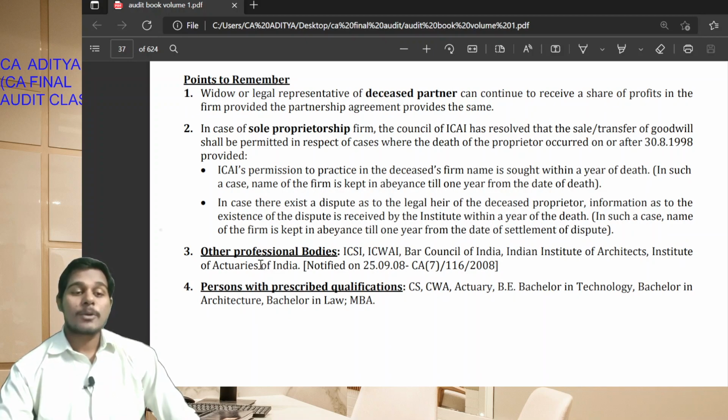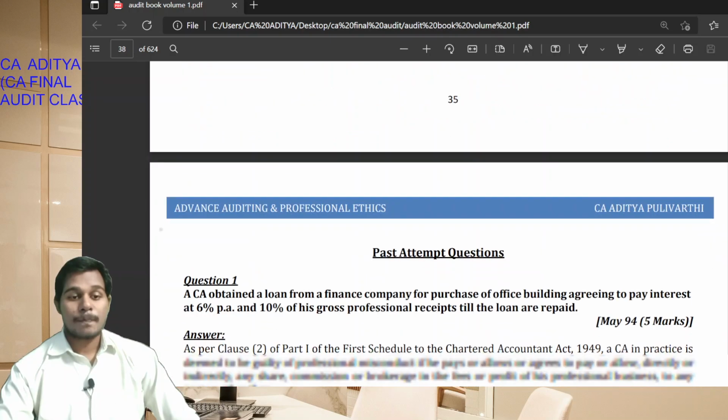Okay students, other professional body means ICSI, ICWA, Bar Council of India, Indian Institute of Architecture, Institute of Actuaries of India, persons with prescribed qualification: company secretary, cost and works accountants, actuary, BE, that is Bachelor of Engineering, BTech, Bachelor in Architecture, Bachelor in Law and MBA. Okay students, let's see the questions.